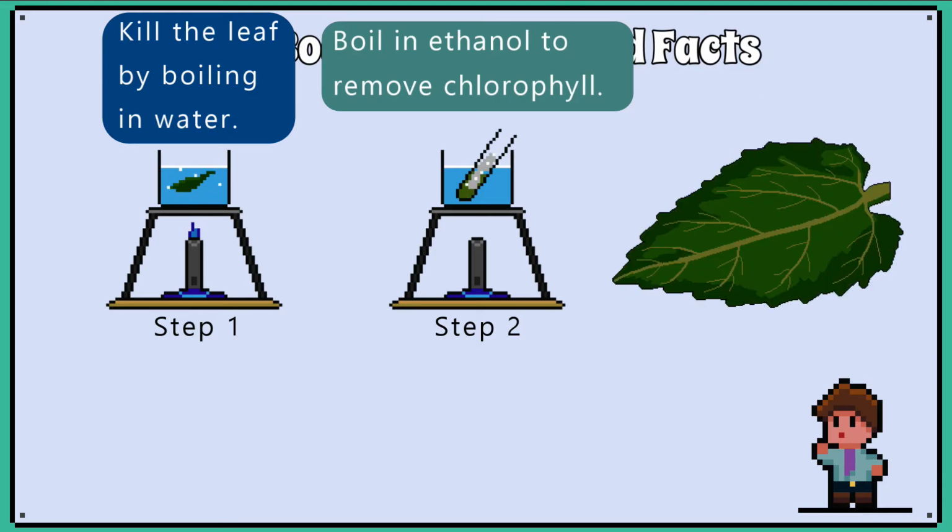We boil the leaf in ethanol to remove the chlorophyll and remove the colour from the leaf. This is so we can more easily observe a colour change when we add iodine.